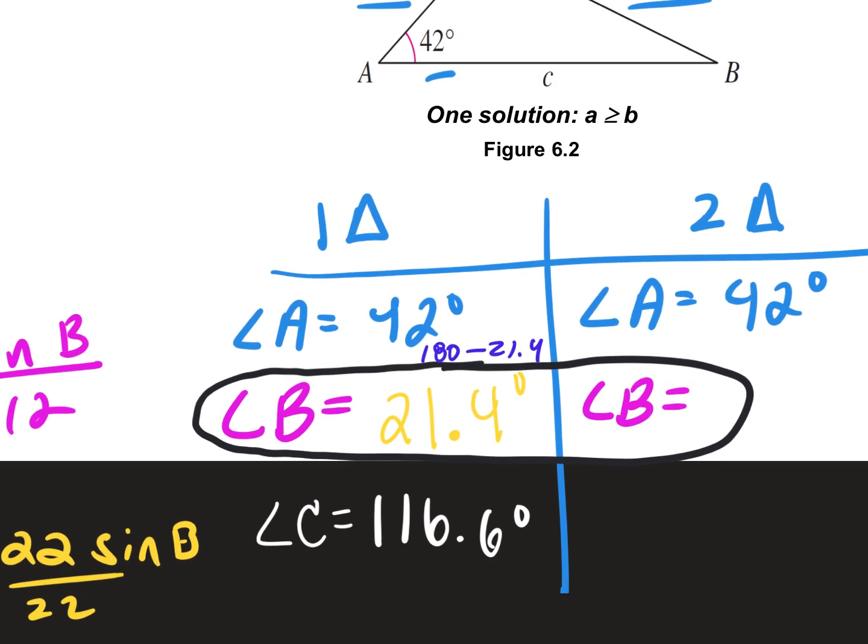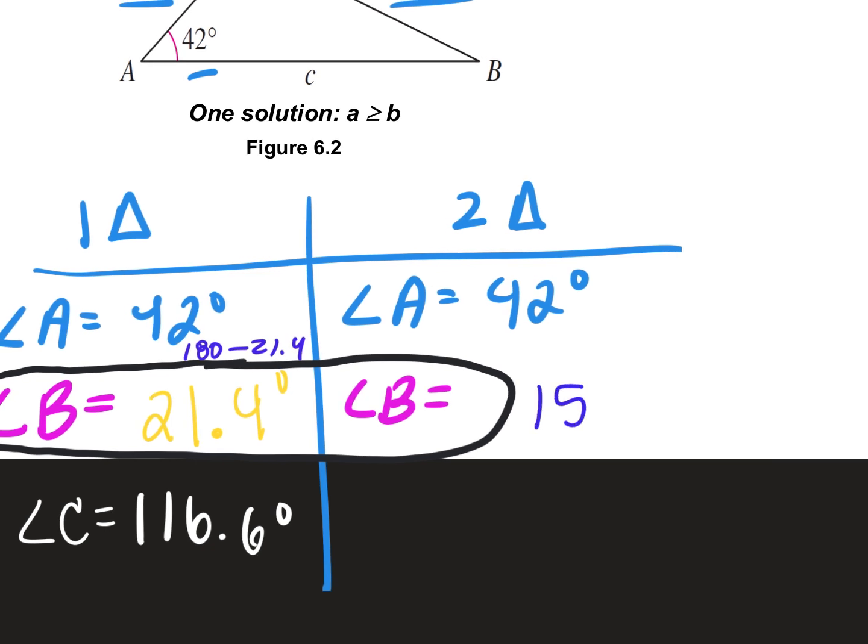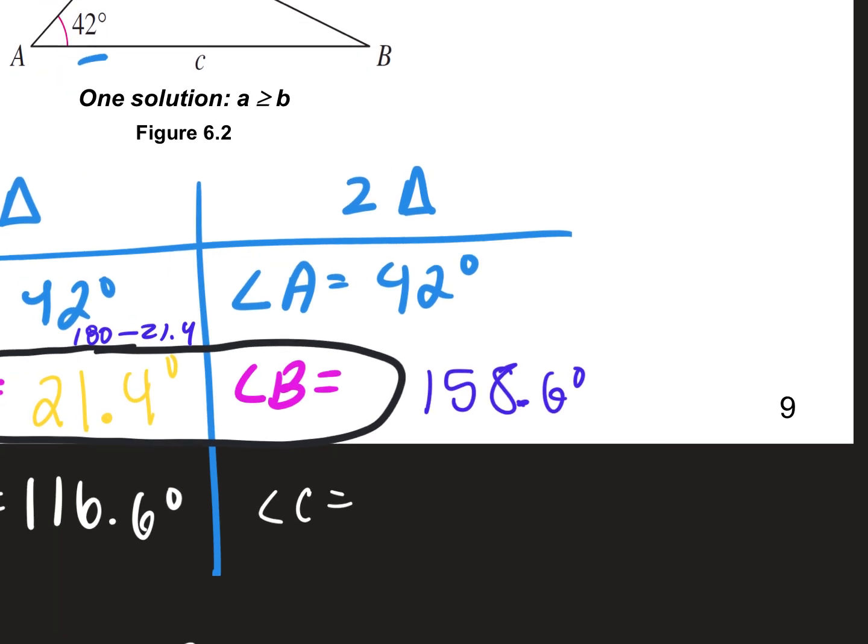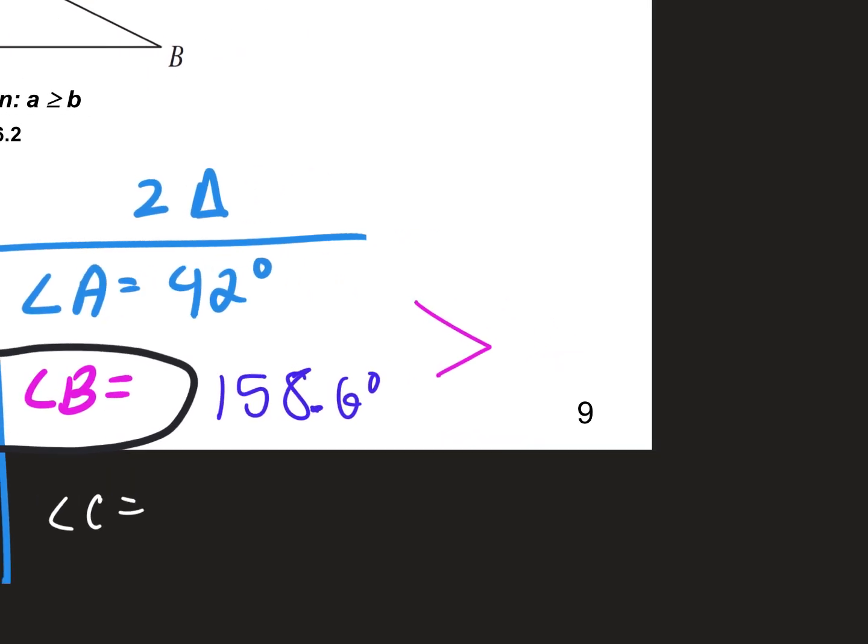Tell me what that is. What is 180 minus 21.4? I get 158.6. You guys agree? All right. So how would I find angle C over here? What would I do with the 2 angles right here? If I'm going to find the third angle, I have 2. How do I find the third angle? Add them and subtract from 180, right?